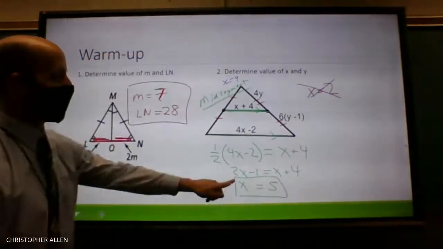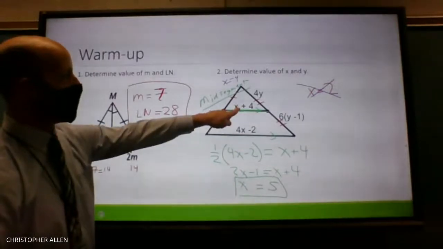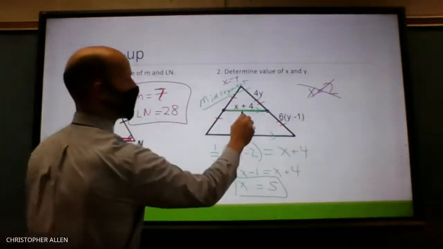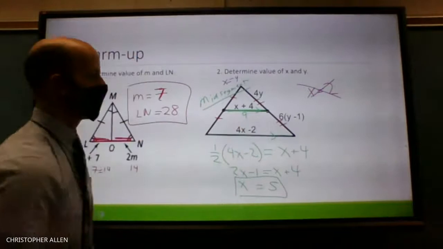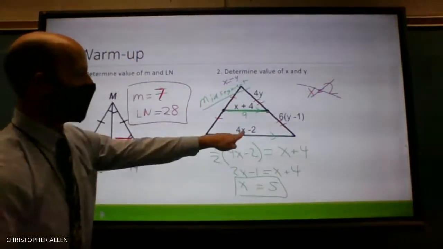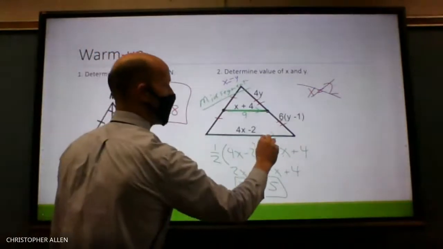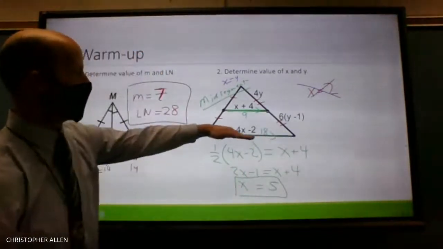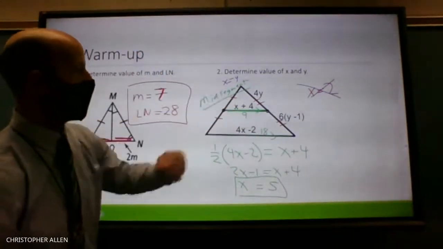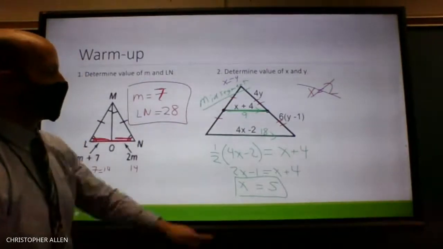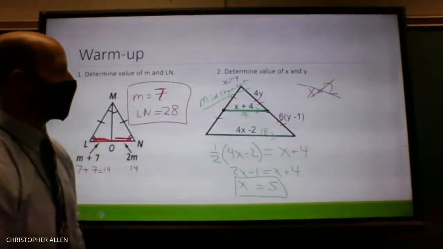And we can check that. If we plug 5 into here, that's going to make this length here 9. If I plug 5 into here, 5 times 4 is 20. 20 minus 2 is 18. And you can see now that this side is half of that side. So the correct answer for this one is 5.